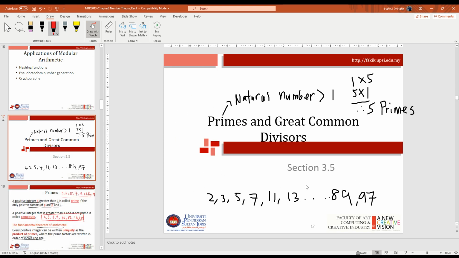I think for today we have covered prime and greatest common divisor, section 3.5. This is enough for today.